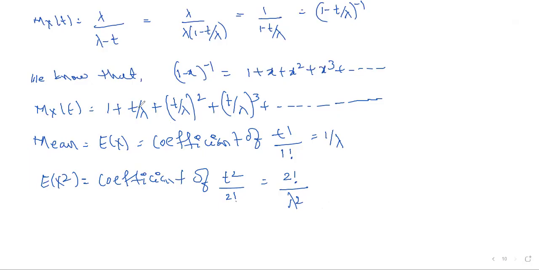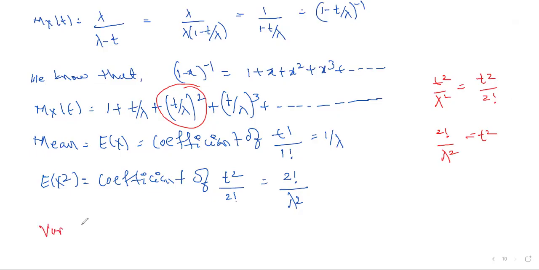So maybe you are getting confused here. I will write separately here, just check. I want this term here, t square by lambda square. But what I actually want is t square by 2 factorial. When we equate, 2 factorial divided by lambda square equals t square. So that's why I wrote it.